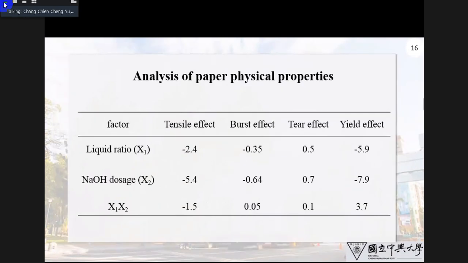The effect of liquid ratio and sodium hydroxide dosage on tensile and burst index and yield is negative, while they have a positive effect on tear index. The absolute effect value of sodium hydroxide dosage is greater than that of the liquid ratio, and the mutual effect between the two is not significant.